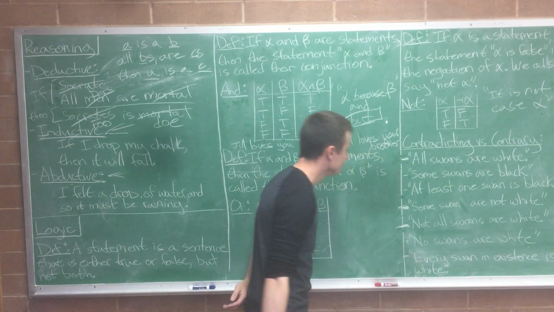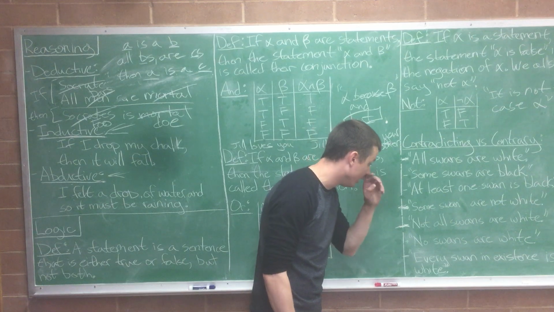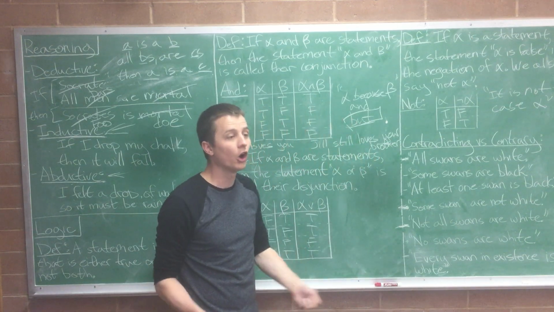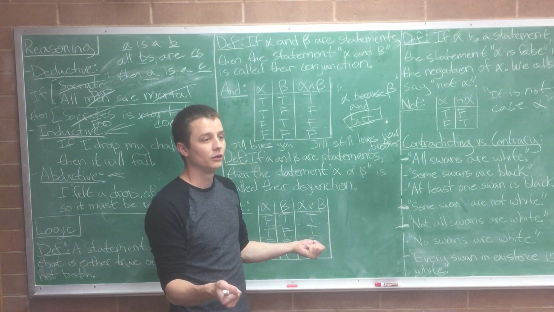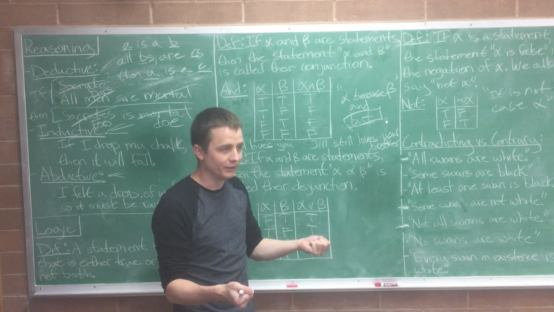Let's look at this one. All swans are white. Let's see this statement: every swan in existence is white. Are those contrary or contradicting? Neither. It's the same exact statement.